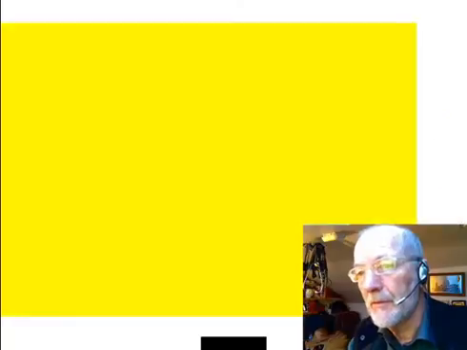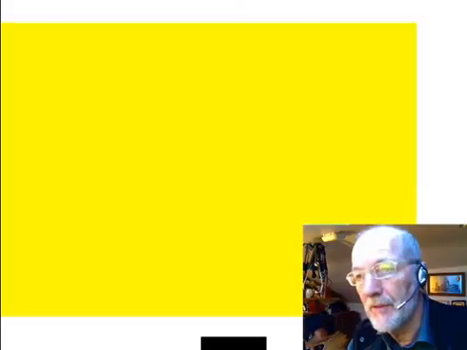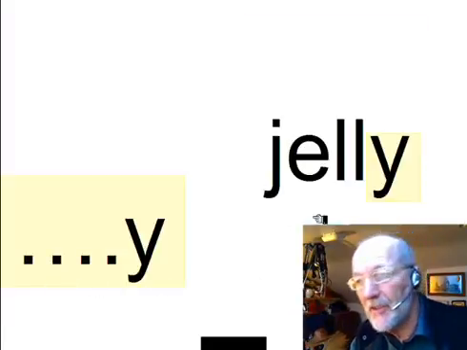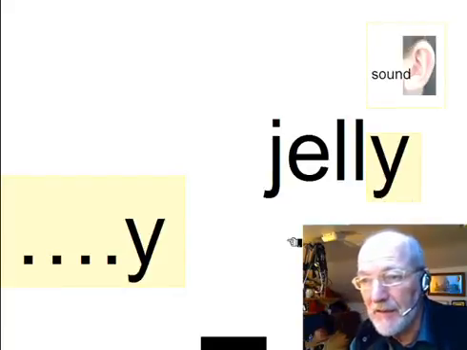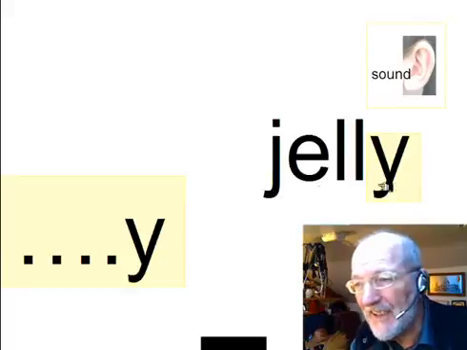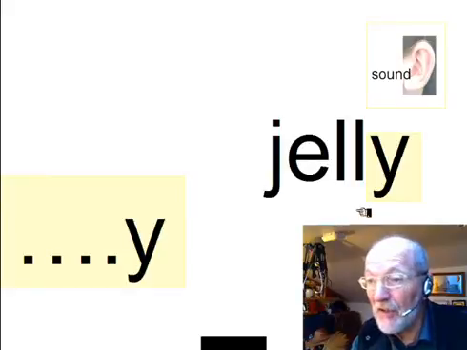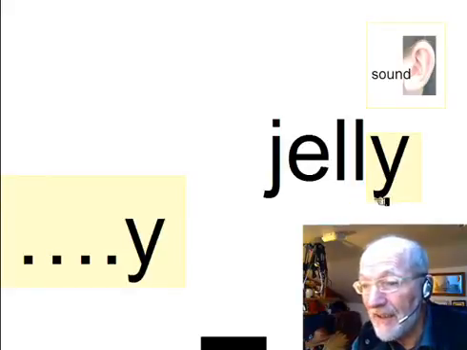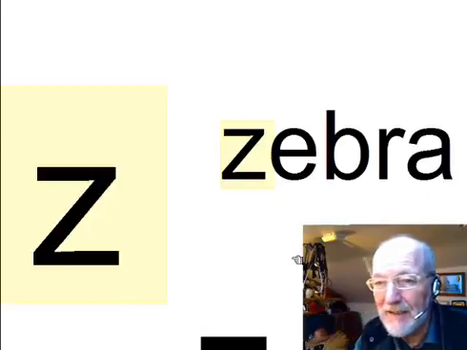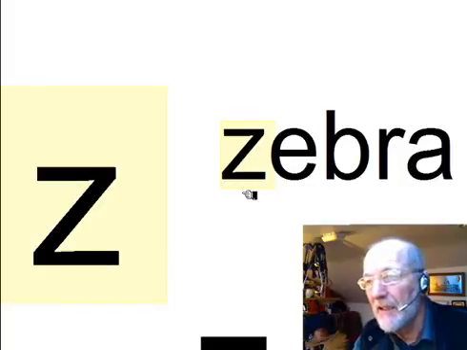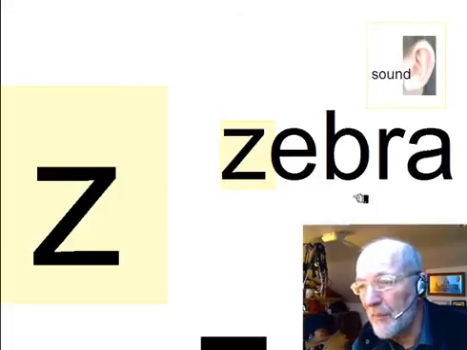Yellow. Another strange word. If you put this y at the end of the word, it becomes e. So this word is jelly. In lots of English words you'll find e at the end, like this. Jelly. Zebra.